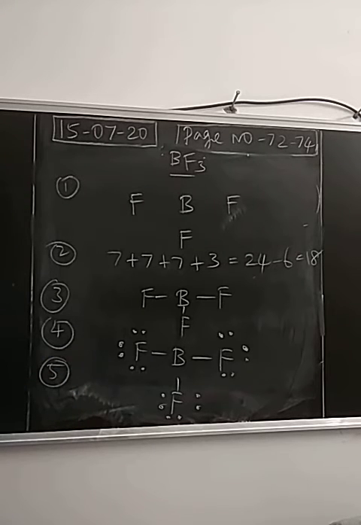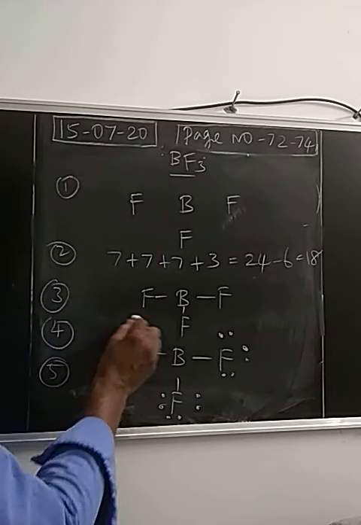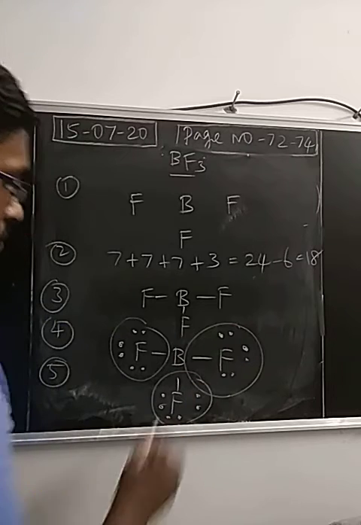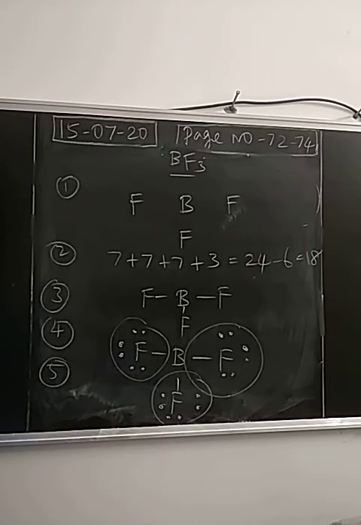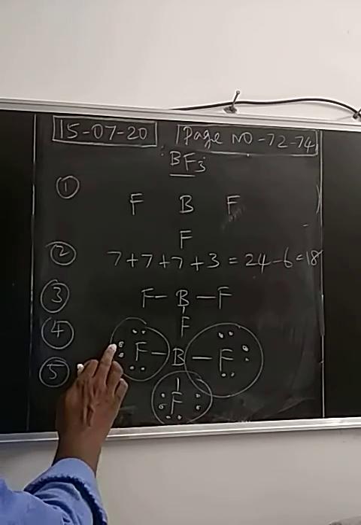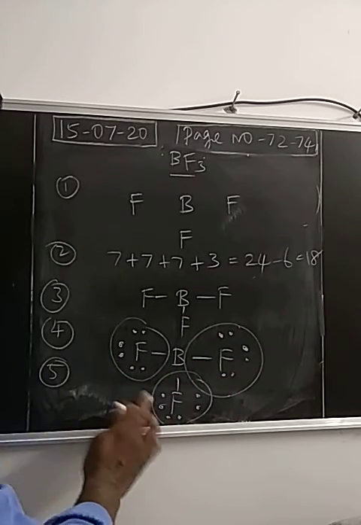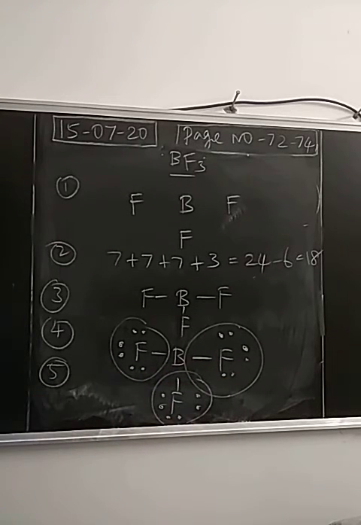In the fifth step, we have to check whether each atom is obeying the octet rule or not. Now all the fluorine atoms are obeying the octet rule. Around each fluorine, 8 electrons will be there: 2, 4, 6, 8. So all the fluorine atoms are stabilized.